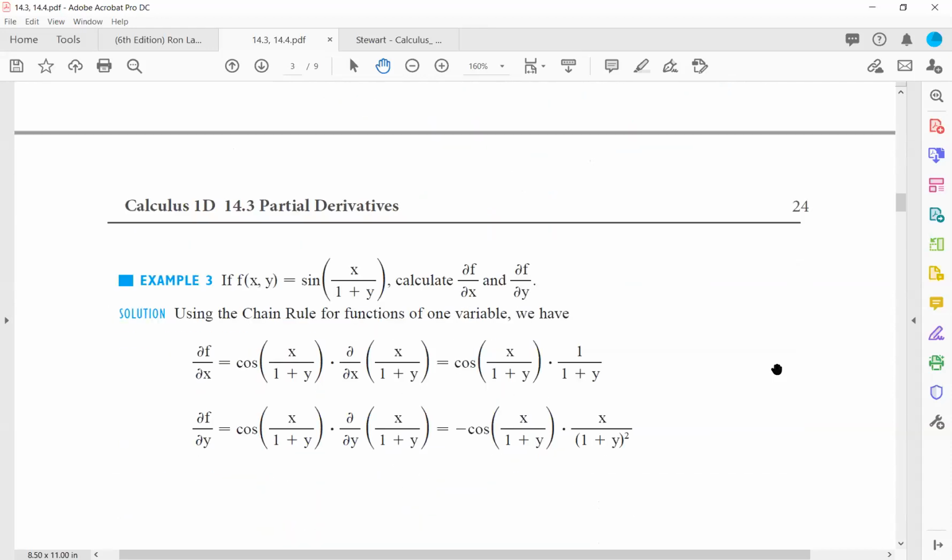More interesting examples. Here you have a sine function. Your sine function has another function inside it. Here you have a rational function, x divided by 1 plus y. And the question says, calculate the partial derivative of f with respect to x, and the partial derivative of f with respect to y. You are getting back to Math 1A using the techniques in taking the derivatives of functions.